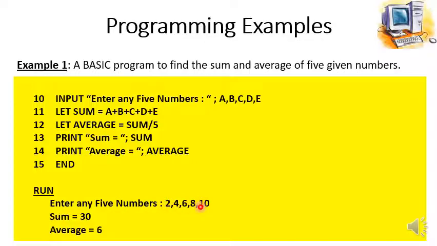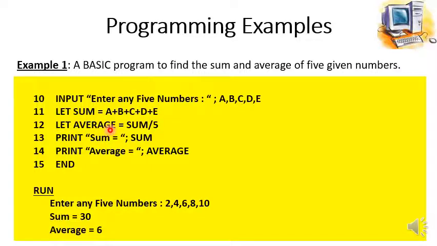Like 8 must be stored inside variable D, and 6 will be stored inside C. So they follow the same order or sequence. Then after that, these two statements will be executed. Inside the memory, the value of sum and average is calculated. Then by using the print statement, we are printing the value of sum, which is enclosed inside double quotation mark.